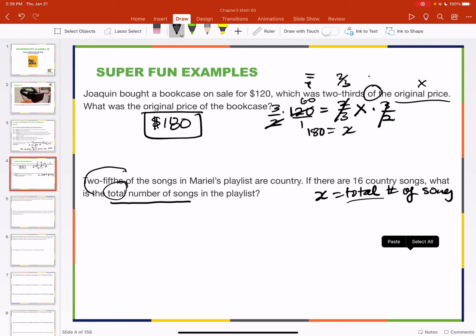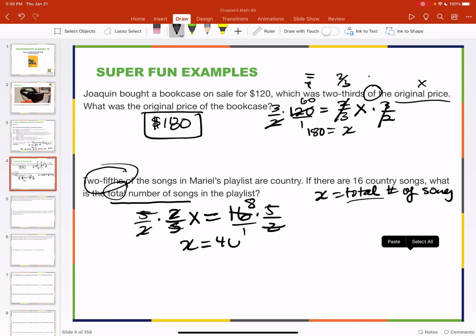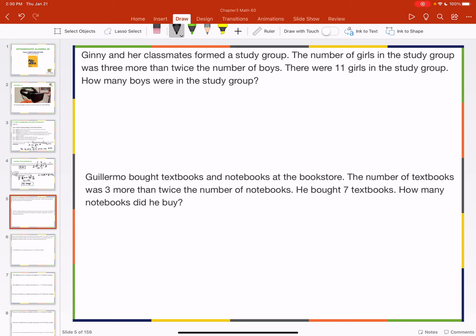But then 2/5 of those songs are country. So 2/5 of the total, which is X, are 16, okay? So then solving for X, that part's not too bad, right? By now, you guys must be pro. So X is equal to, and then we have half of 16, which is 8. 8 times 5 is 40. So the total number of songs, there are 40 songs. Okay, let's do more because we love these.